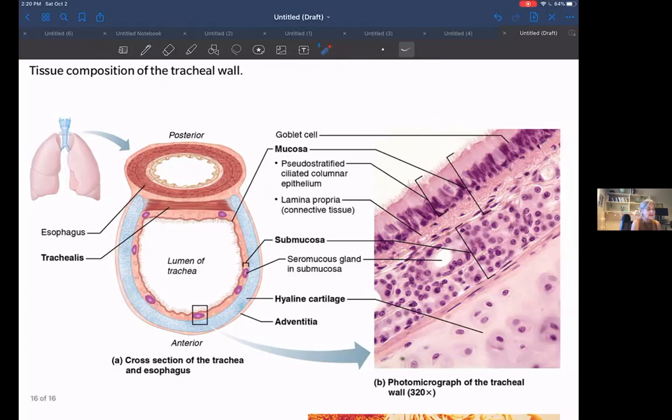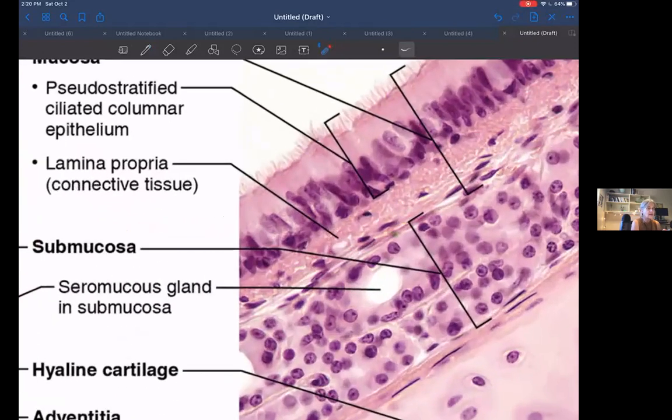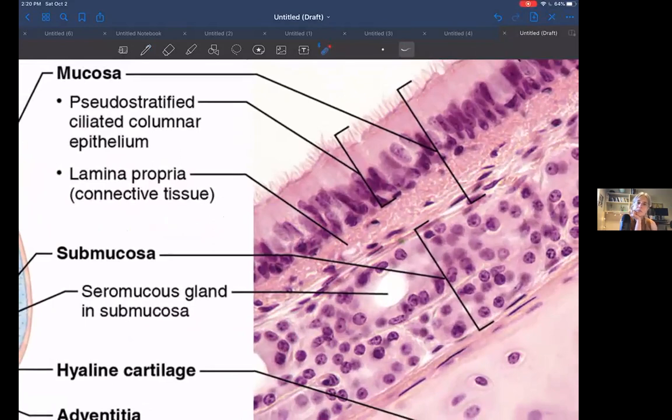And then the lining, let's look at this lining. These are column-shaped cells with goblet cells. You can see the cilia. And then you can see underlying support cells. So this is an organ because it's made up of more than one type of tissue.